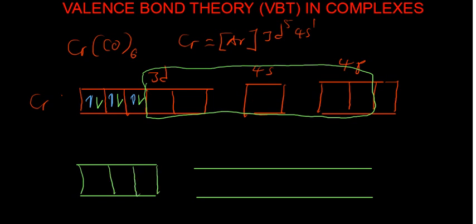Okay, this is the 3d having 6 electrons all paired up, and then we've got 6 orbitals that have come due to hybridization. 1, 2, 3, 4, 5, 6.